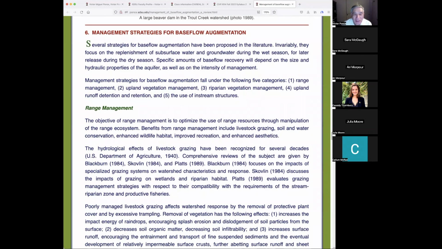Upland vegetation management. Yes, we must manage the upland vegetation. Riparian vegetation management. Yes. Upland is not riparian. Upland doesn't mean that it's not next to a river. Riparian has to be next to a river. Upland runoff detention and retention, like the beavers do. And finally, use of in-stream structures. As the last resort, you can get in there with some civil engineering and do some in-stream structures.